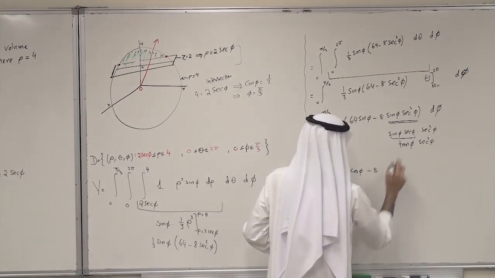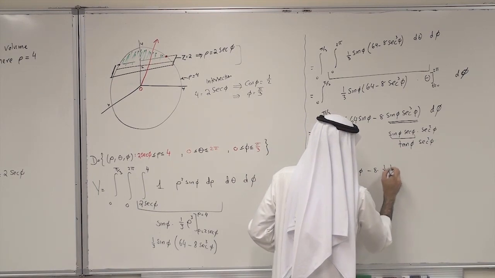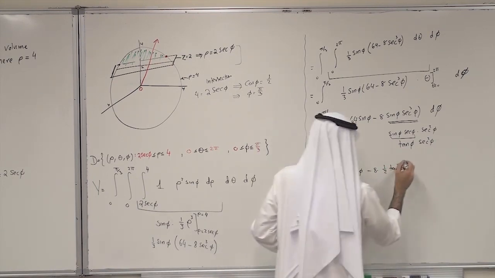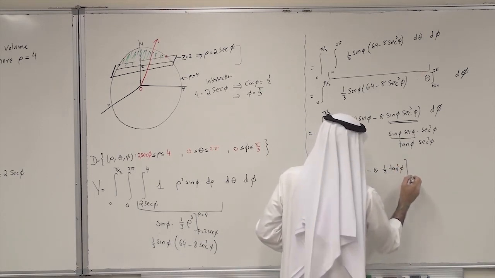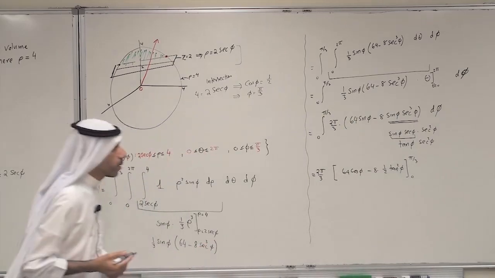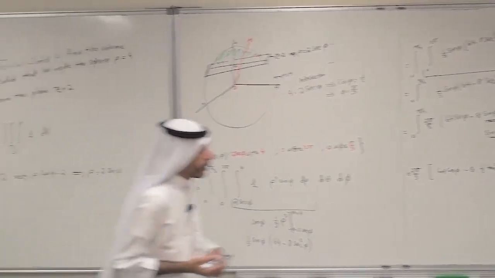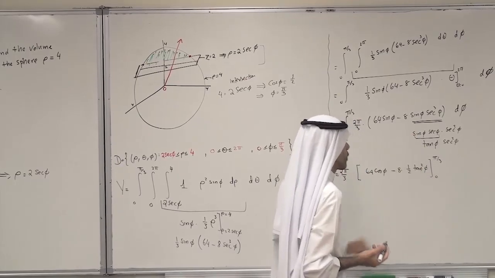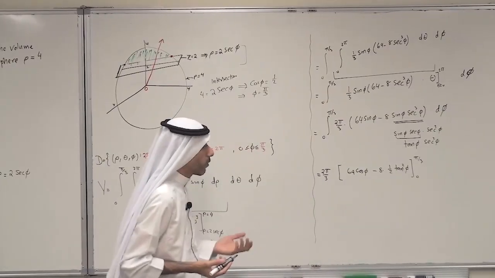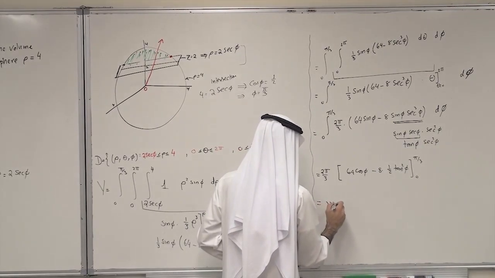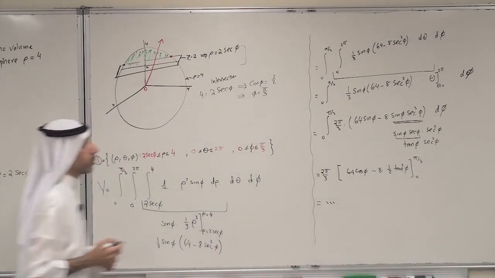The integral of tan will be half tan squared phi, from 0 to pi over 3. So this is the integral. Okay, so you integrate this. Now you substitute to get the answer, and we leave this for you.